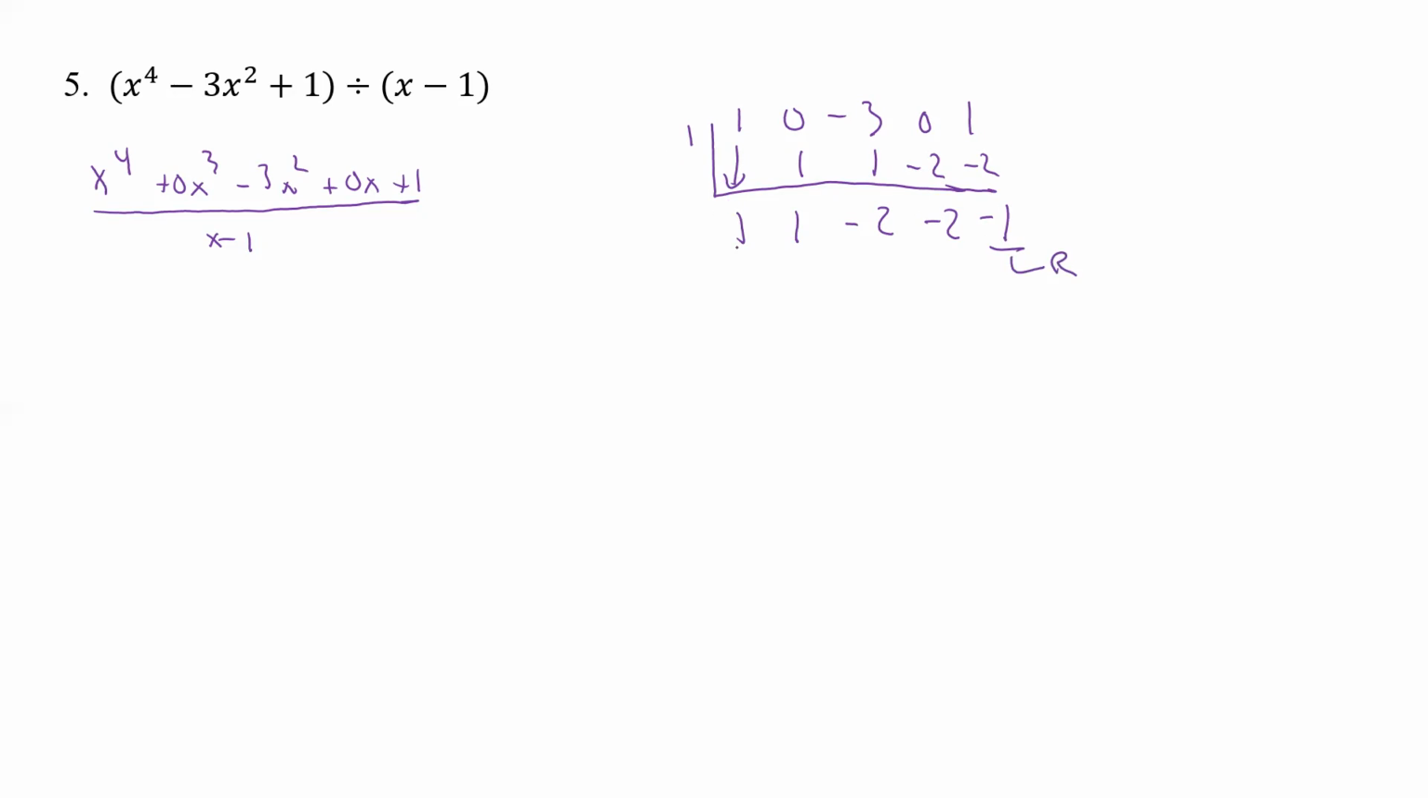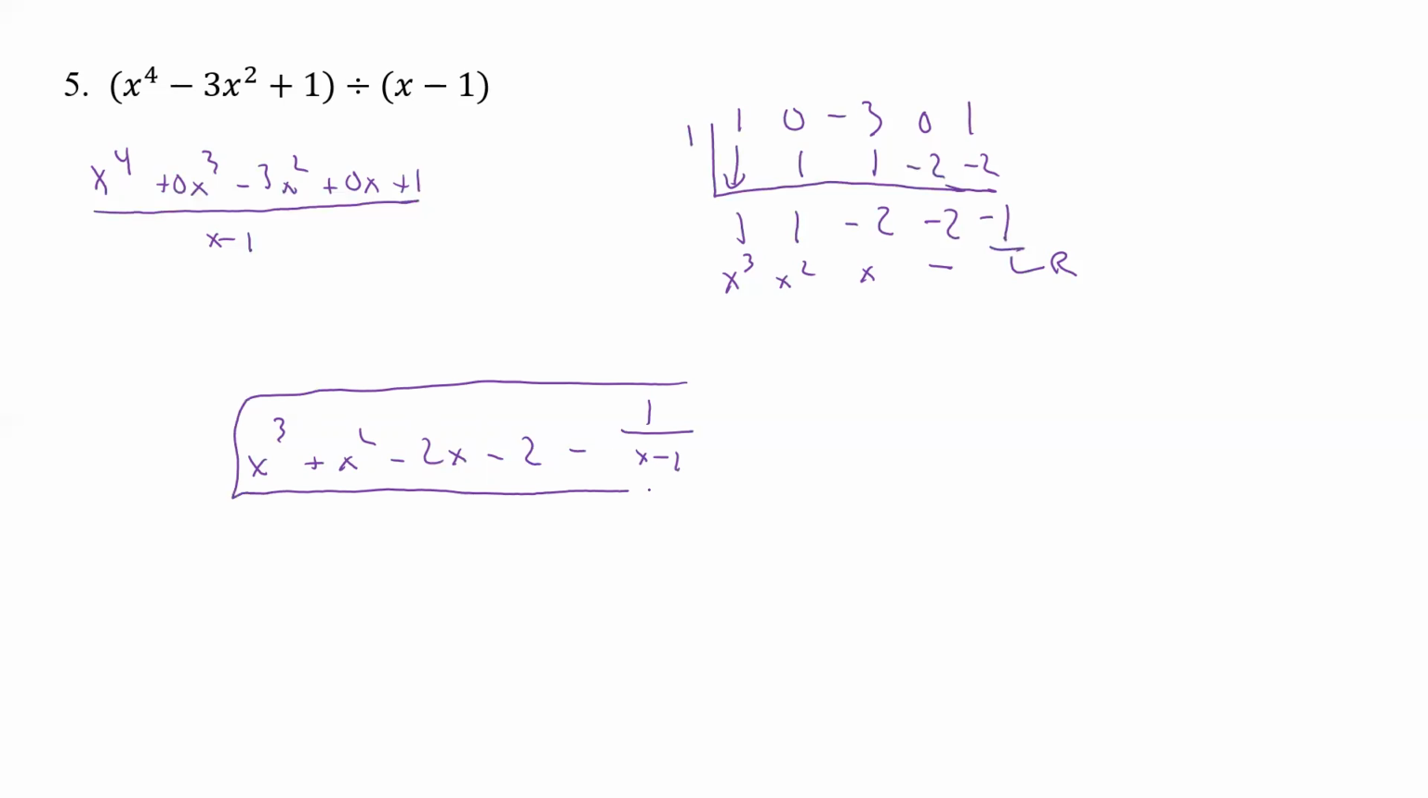And this is going to be, we started with 4, so this is x cubed, x squared, x, and a constant. So we have 1x cubed plus x squared minus 2x, and then minus 2, and then minus 1 over x minus 1. And then that should be our final value after we do our division. And again, it's synthetic division. All right, so let's pause there. We'll come back.